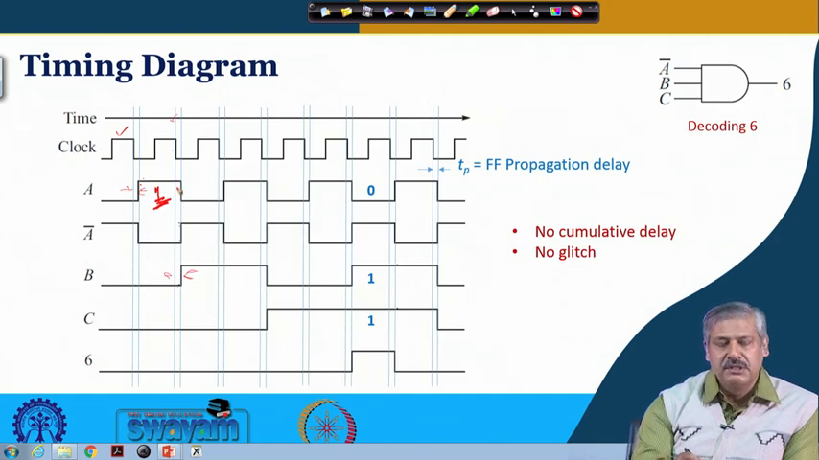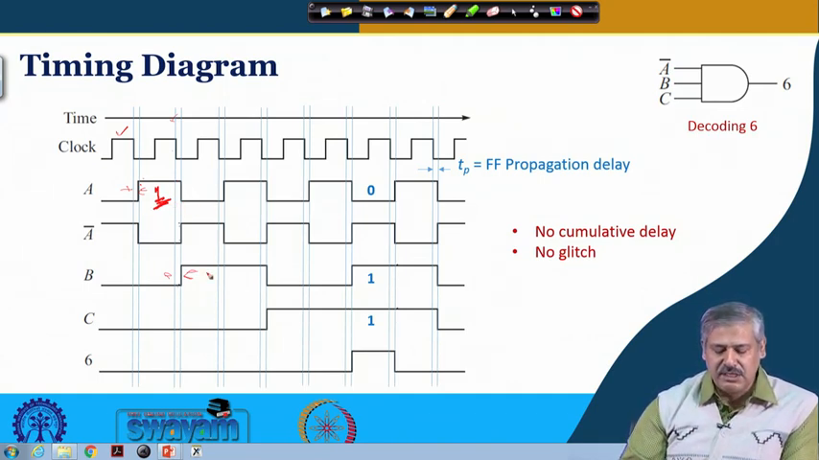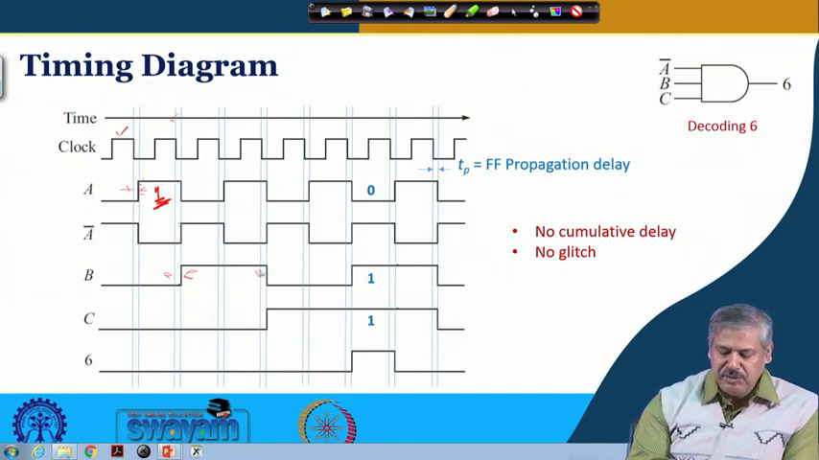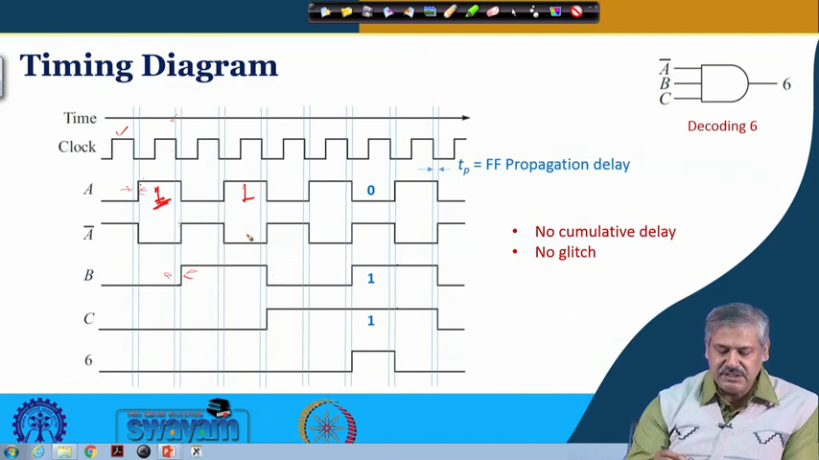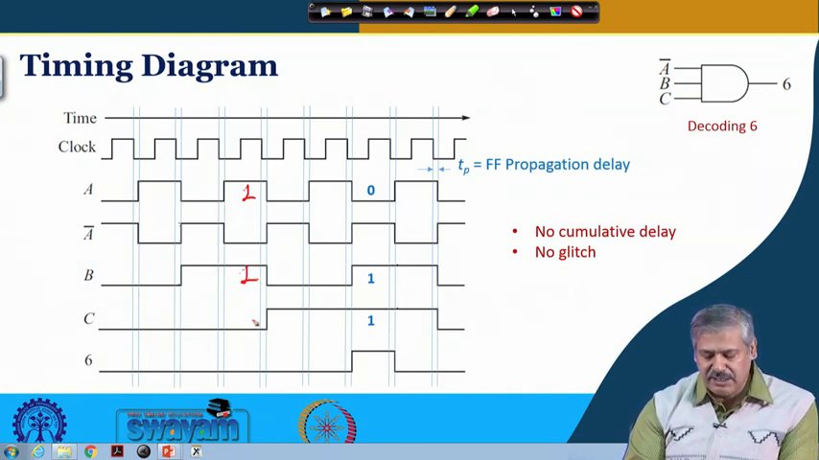So, there is no accumulated delay from A to B like in the asynchronous case. Again B will change when A is 1, at the clock trigger it will change from 1 to 0 and so on and so forth. And what about C? C will change, we have seen, when both A and B are 1. When both of them are 1, at the clock trigger it changes, and it changes after 1 propagation delay only.